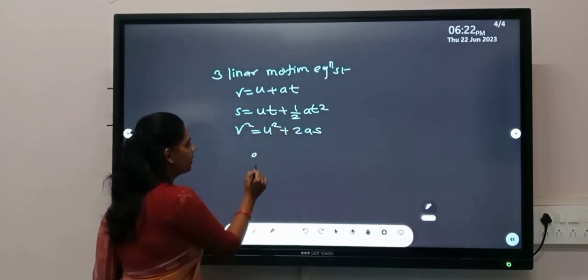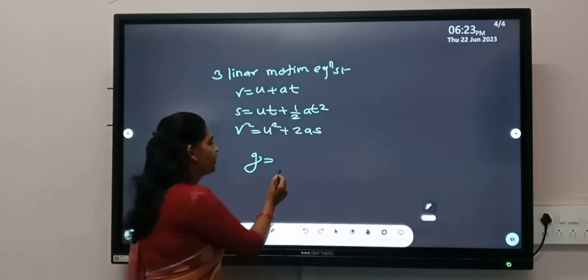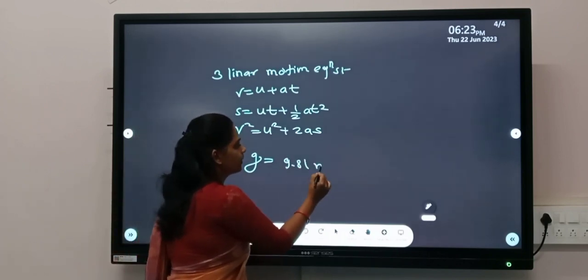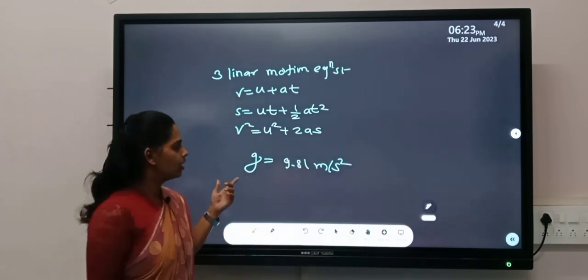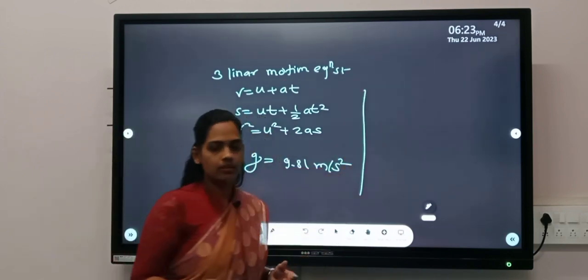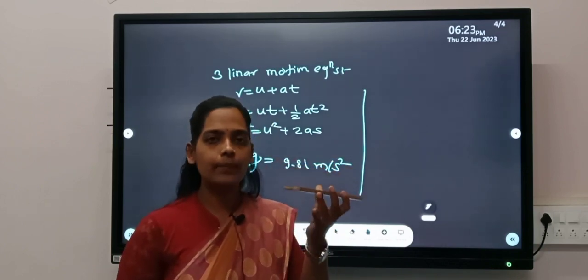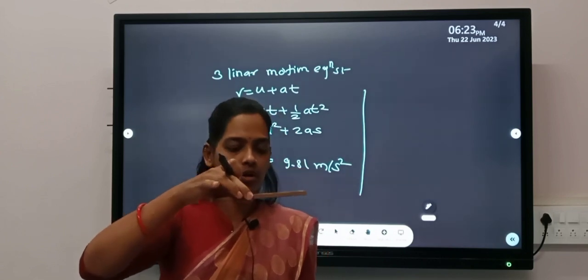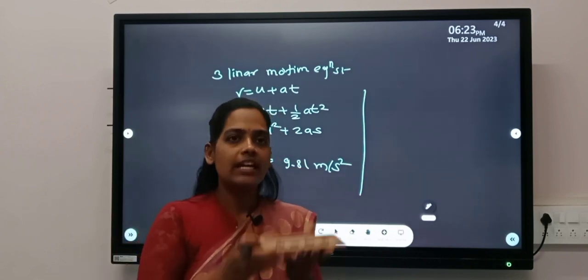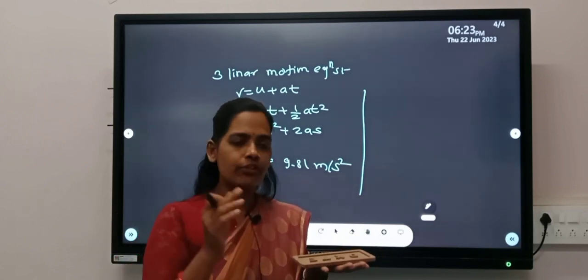Then can you tell me what is the value of g? Yes, the value of g is 9.81 meter per second square, where g is acceleration due to gravity. Suppose I am throwing a particular object into the air. What will happen? It will fall down. Suppose I am just throwing this block, then it will fall down. That means it is along the gravitational force. So g will be positive.